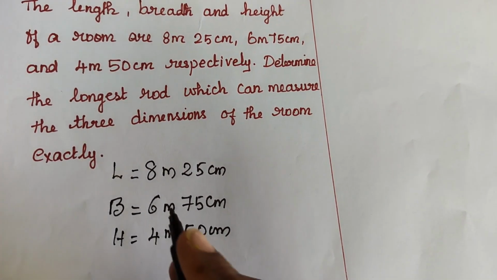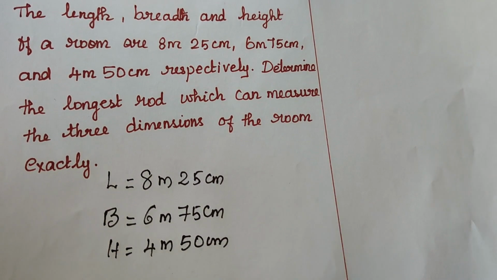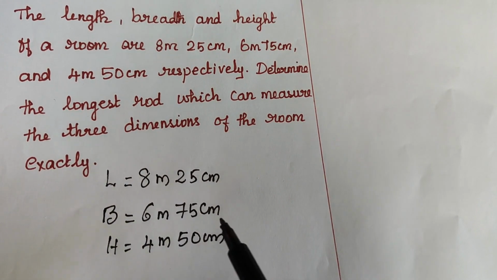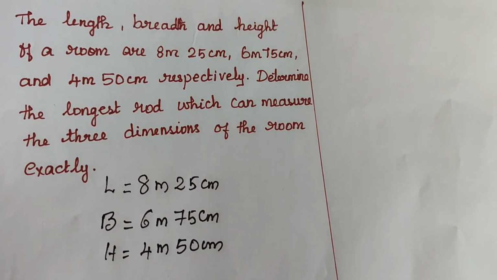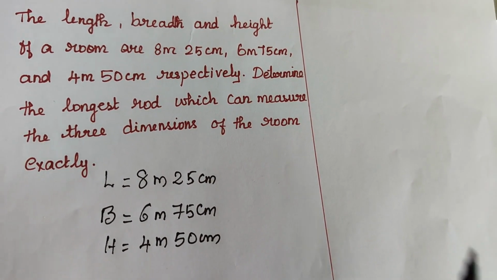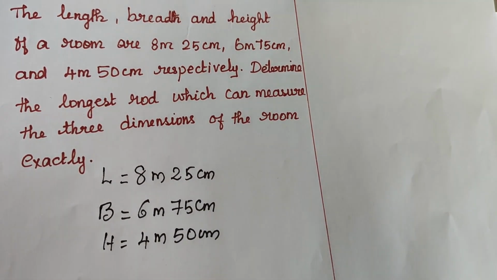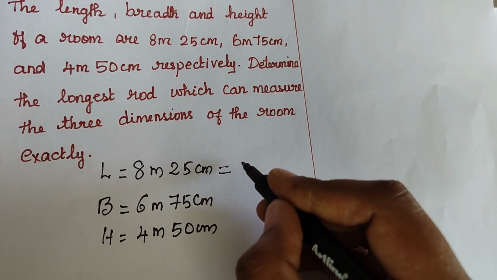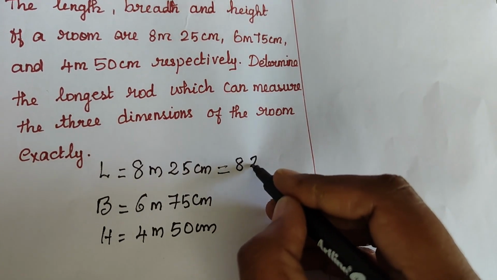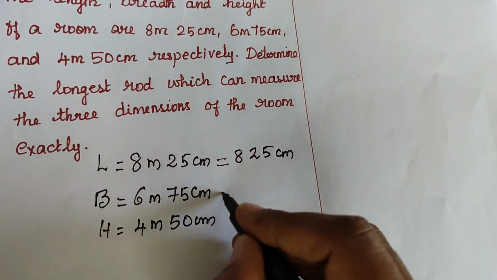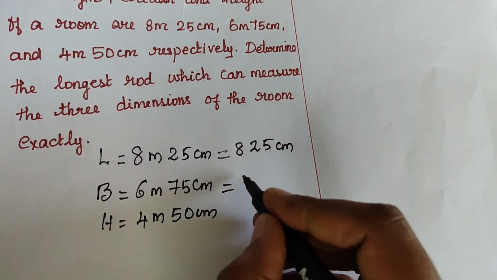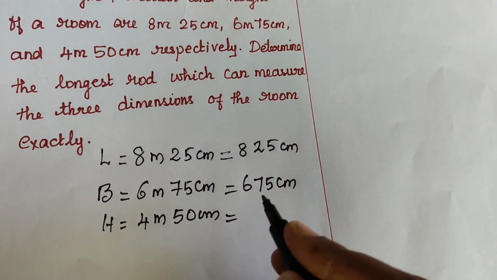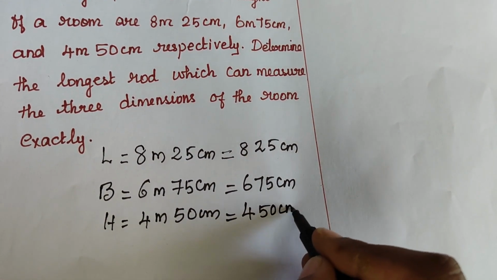First, we need to find the length of a rod which can divide each of the length, breadth and height in an exact number of times. So we must find a common divisor or common factor, the HCF. Write this completely in centimeter. 8 meter 25 centimeter means 825 centimeter. 6 meter 75 centimeter means 675 centimeter. 4 meter 50 centimeter means 450 centimeter.